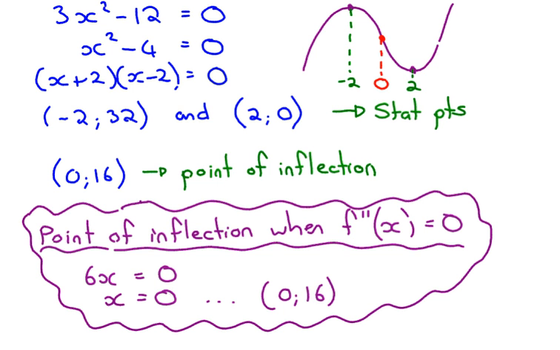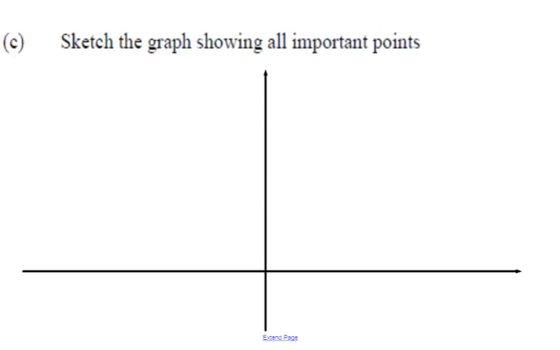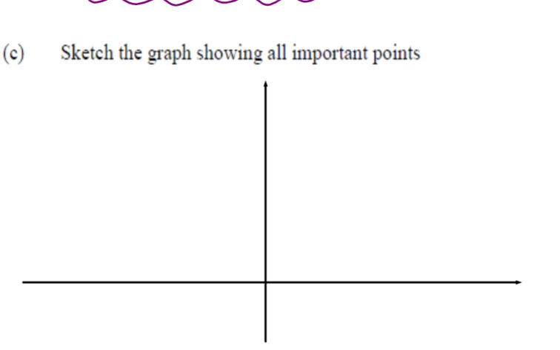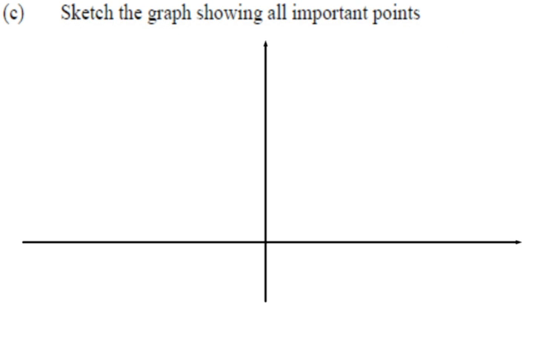Great. Now we need to go and actually sketch this function. So let's do that. Sketch the graph showing all important points. Now when you sketch the graph, again, you don't have to be 100% accurate. Just gauge everything roughly okay. So we know that it's got to pass through -4 and 2 as our two turning points.